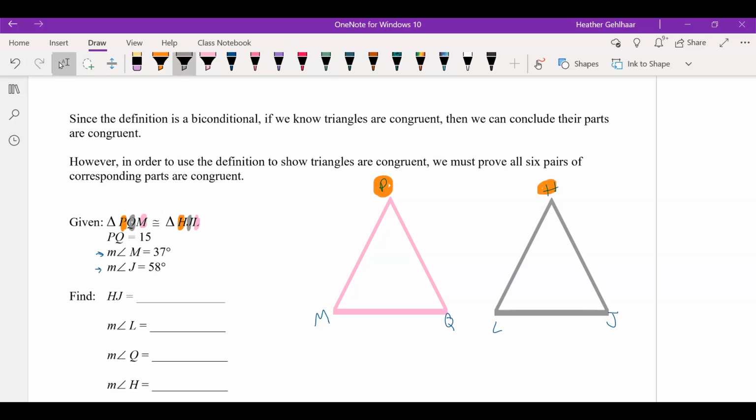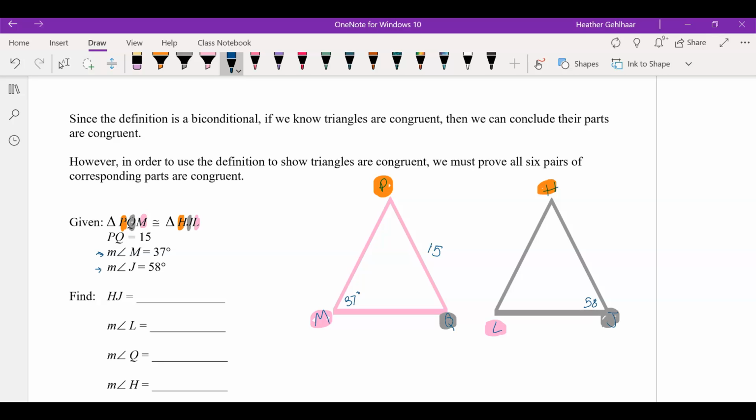Okay, so notice here, I'm going to highlight them just so we can see them a little bit nicer. And I promise it'll help in the end when we go ahead and find all of the congruencies. So the length PQ is 15. Notice how there's no angle, so of course it's not talking about the angle. M is 37 degrees, and then J is 58 degrees.